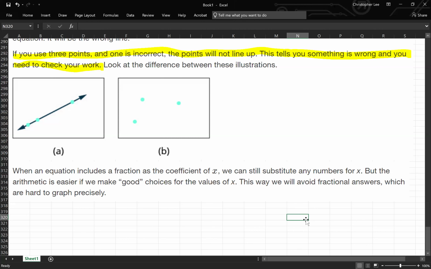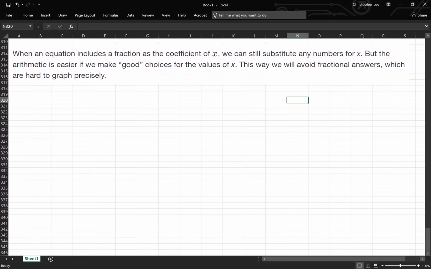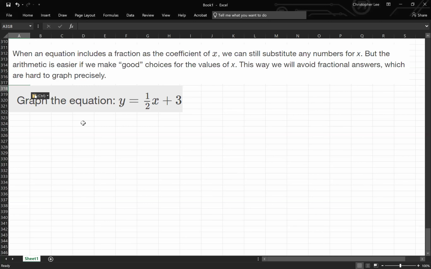I could graph 1 comma 3, but it's kind of hard for me to graph 4/3 comma 8. Like where is 4/3? You know, so if we can, it's best to keep those whole numbers, right? If we can. Let me show you.